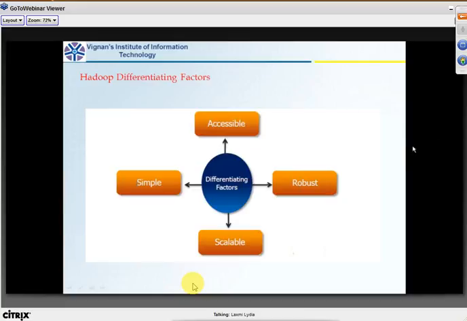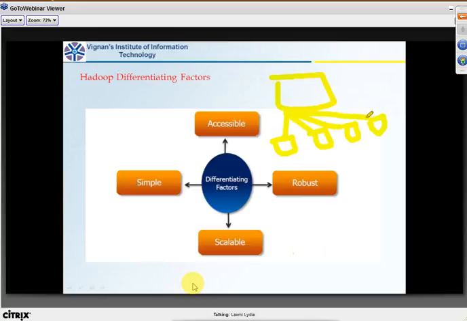For example, the working of the Hadoop distributed file system is based on master-slave architecture. So we have a master node and we have slave nodes here. All these slave nodes will work on the basis of the instructions of the master node. The master node will say, hey, you are free, you work on it.